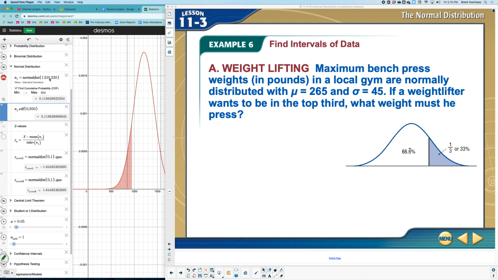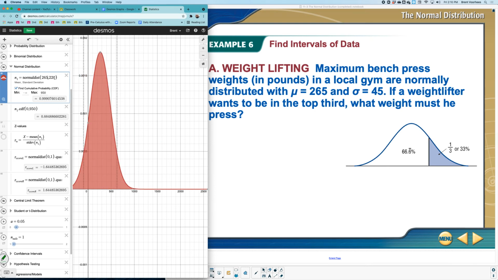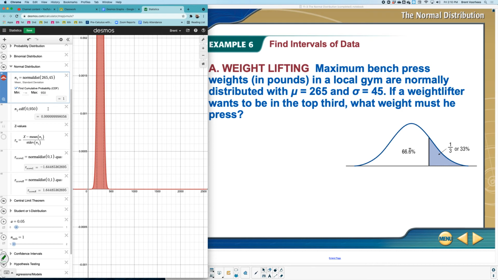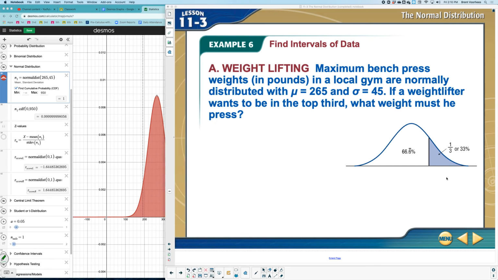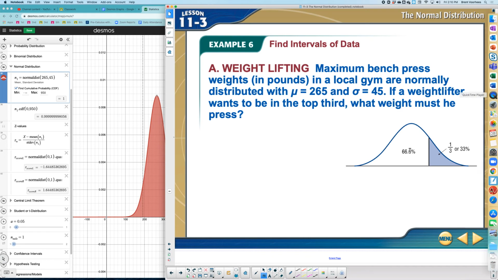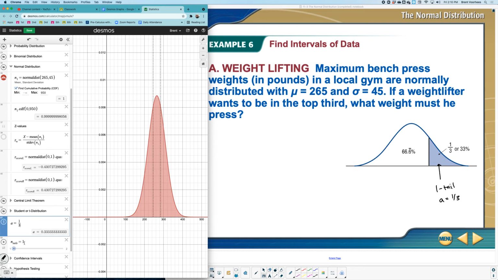So let's go and plug in our numbers. We know that the mean in this situation is 265 and the standard deviation is 45 pounds. I'm going to zoom fit our data. And so I want just this top third. Notice this is one tail. That's one tail. And the A value is 1/3. I'm going to do it like that so it's exact. So I'm going to come to my calculator and say A is 1/3 with one tail.